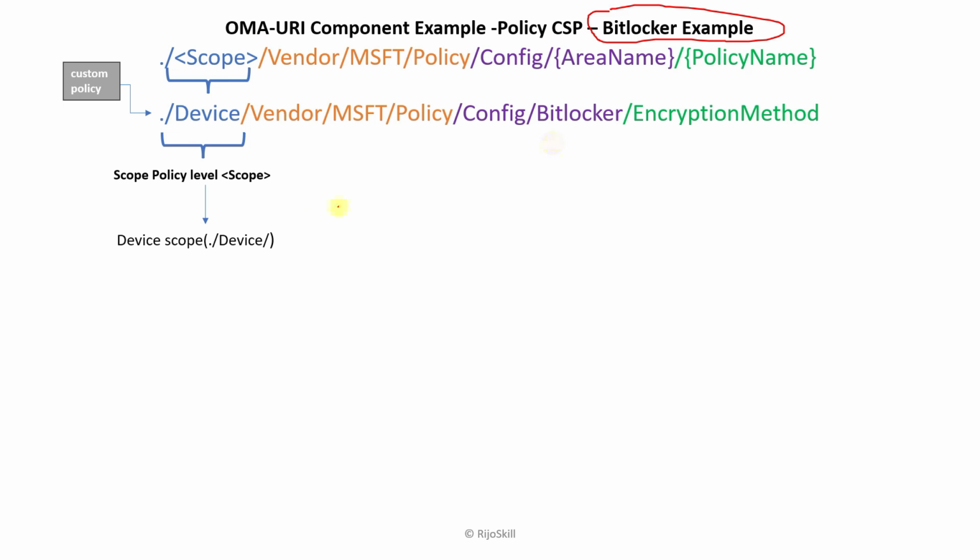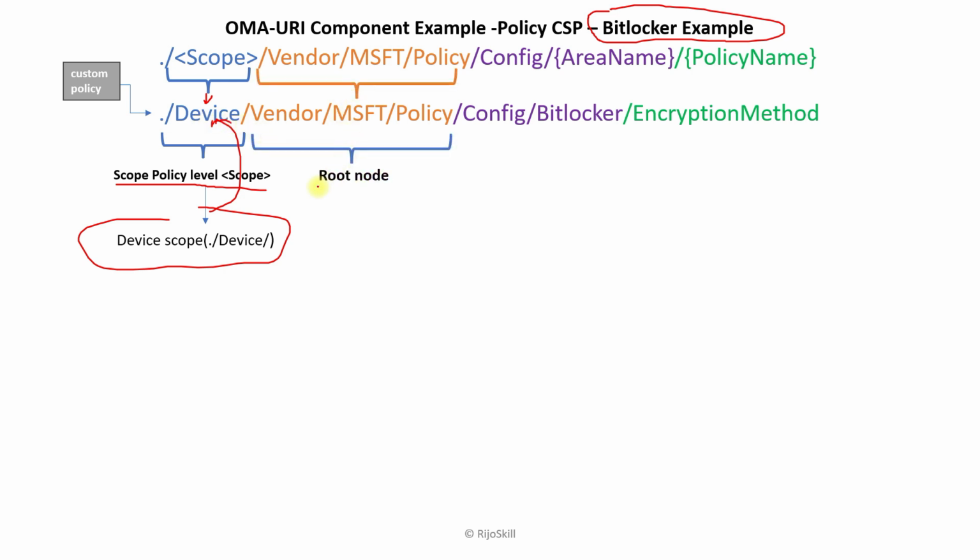So we will go to the scope level. Here you can see the scope level is the device level. So now you understand the scope level: the policy will be applied at the device level. Next, this is the root node. The root node will always be the same and default.